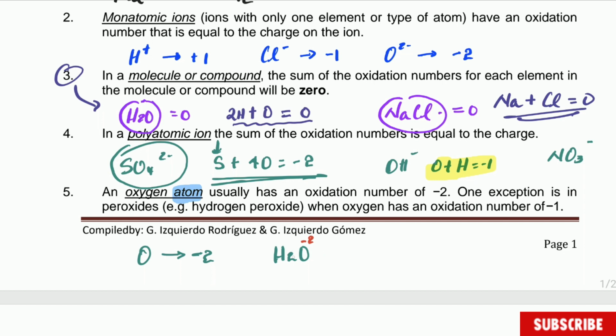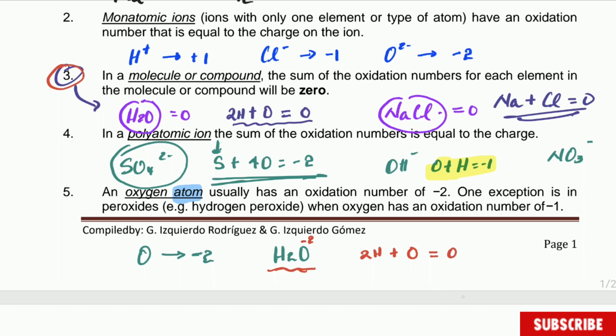So if we actually do this one, we already can use some rules here before we carry on to the next one. We can combine the rules there. We can say that the oxidation number of 2 hydrogens plus the oxidation number of one oxygen is equal to 0, because this is a molecule. We're going back to rule number 3. This one is equal to 0.